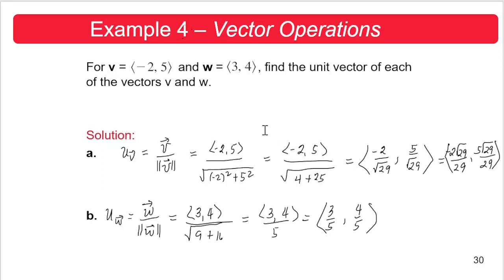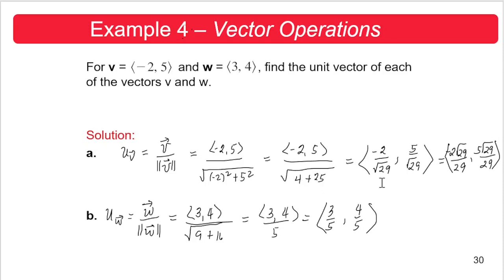Okay, so as an example, given these two vectors V and W, we need to find the unit vector of each of the vectors V and W. So the unit vector in the same direction as vector V is defined as the vector over its length, or V over the length of vector V. But recall that vector V is a vector with components negative 2, 5. And to use this formula, we have to get the length of this vector V, which is equal to the square root of the sum of the squares of each component. So the square of the first is negative 2 squared, the square of the second component is 5 squared. But negative 2 squared is 4, plus 5 squared is 25. So 4 plus 25 is square root of 29.